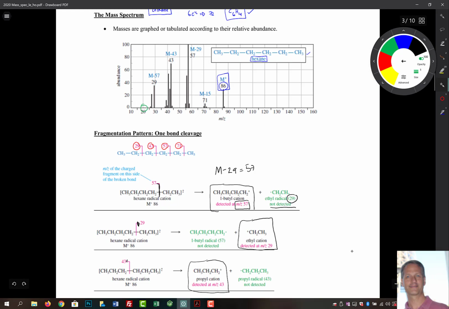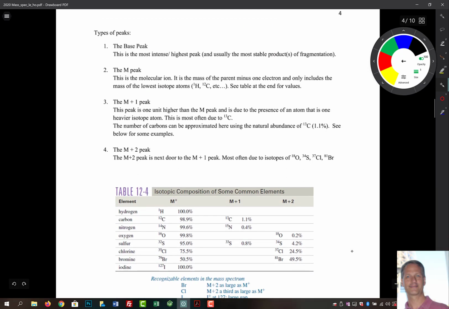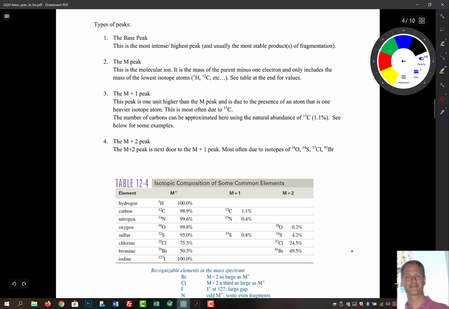Okay, so let's take a look at the types of peaks that you actually are going to see. We've already seen the spectrum, so let's talk about the types. You have the base peak. So the base peak is the most intense and the highest peak. It's usually the most stable cation of fragmentation, right? You have your M peak. That's the molecular ion. That's your M plus peak sometimes. That's how we denote that.